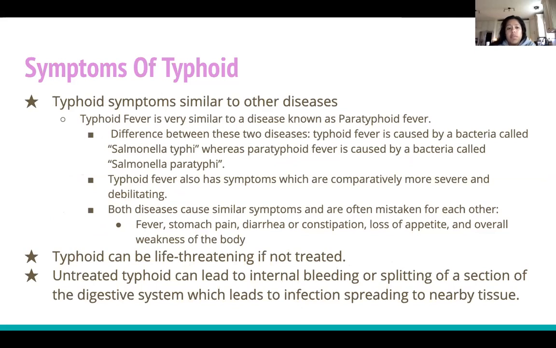Some typhoid symptoms are similar to other diseases. The disease most often mistaken for typhoid fever is paratyphoid fever. The difference between these 2 diseases is basically the bacteria that infects. Typhoid is caused by Salmonella typhi, whereas paratyphoid fever is caused by a bacteria called Salmonella paratyphi. Typhoid fever has symptoms that are more severe and debilitating, but both have similar symptoms and are often mistaken for each other. They both involve fever, stomach pain, diarrhea, constipation, loss of appetite, and weakness of the body.